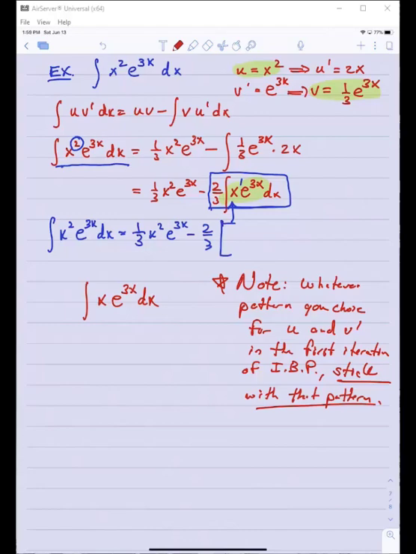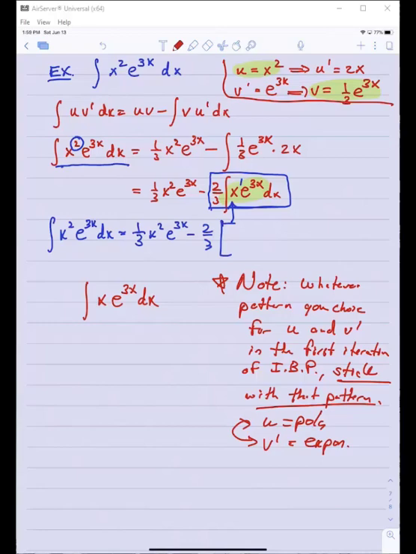That is, don't switch the pattern. And what I mean by that is, up here, what did you pick for the u? You picked u to be the polynomial part, and you picked v prime to be the exponential part. When you're doing this second application of integration by parts, don't switch these around and go back to u as the exponential and v prime as the poly.